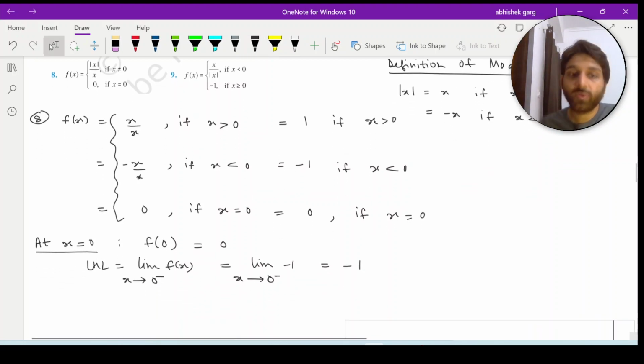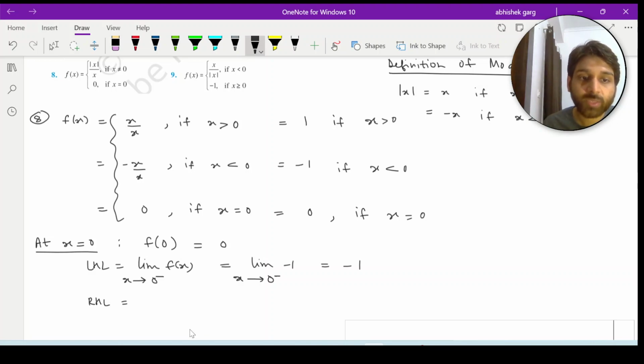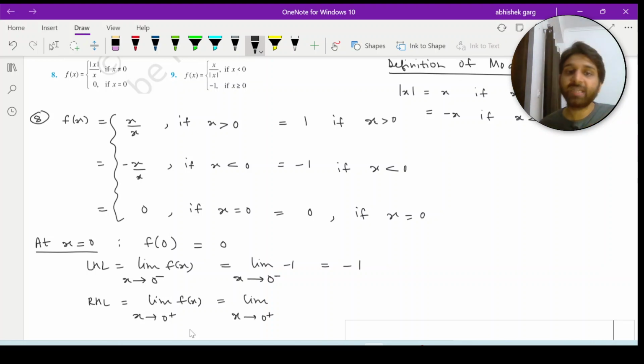Now we'll write down the right hand limit. So the right hand limit will be equal to limit f(x) as x tends to 0 plus, and x tends to 0 plus means the value of x is slightly more than 0.